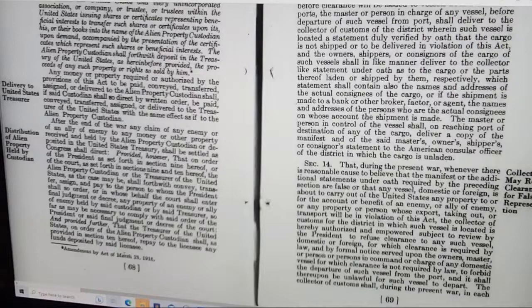held by said custodian or by said treasurer so far as may be necessary to comply with said order of the President or said final judgment or decree of the court, and provided further that the Treasurer of the United States, on order of the alien property custodian, shall, as provided in Section 10 hereof, repay to the licensee any funds deposited by said licensee.